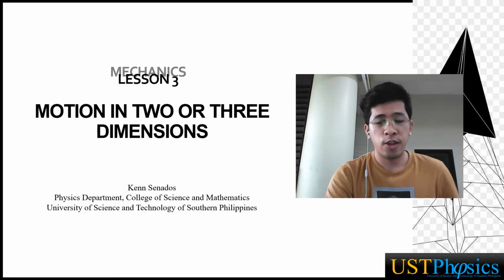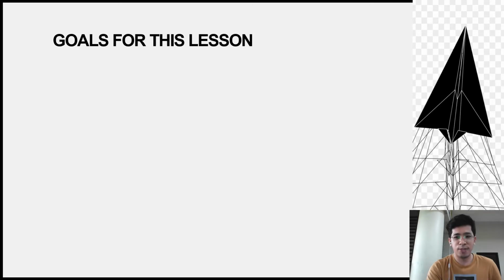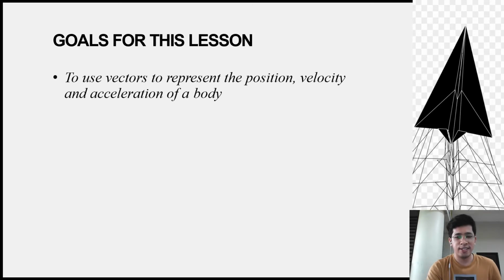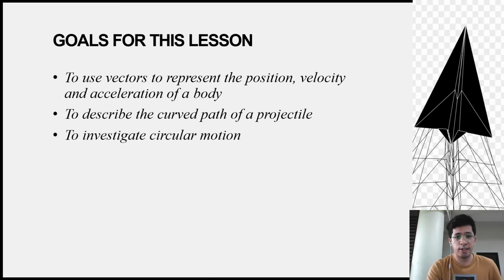In this video, we're going to extend our learnings on the previous lesson on motion in 1 dimension into 2 or 3 dimensions. This is again a PowerPoint lecture presentation created for the book University Physics, 13th edition by Young and Friedman. And these will be our goals for this lesson. First, we're going to use vectors to represent the position, velocity, and acceleration of a body. Second, we're going to describe the curved path of a projectile. And third, we're going to investigate circular motion.